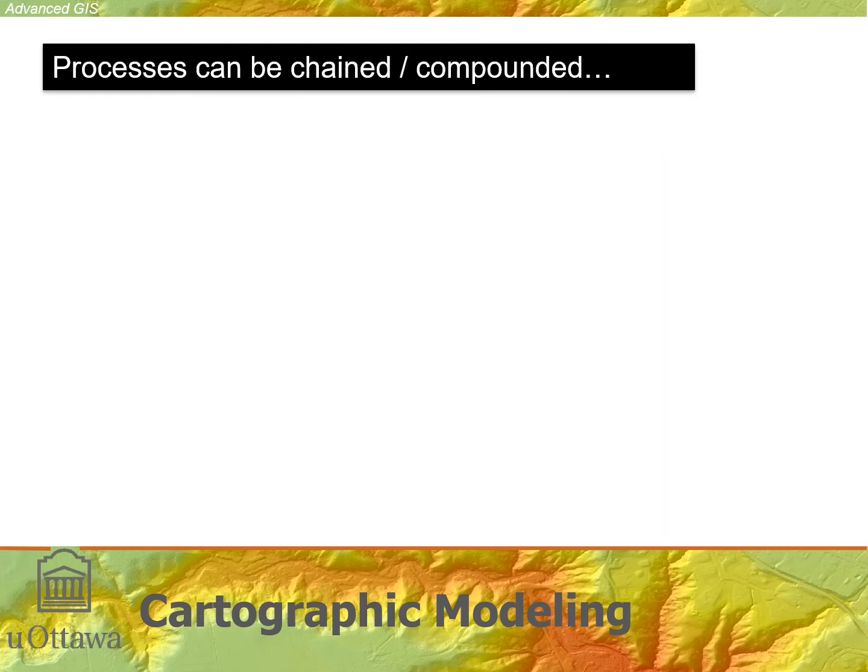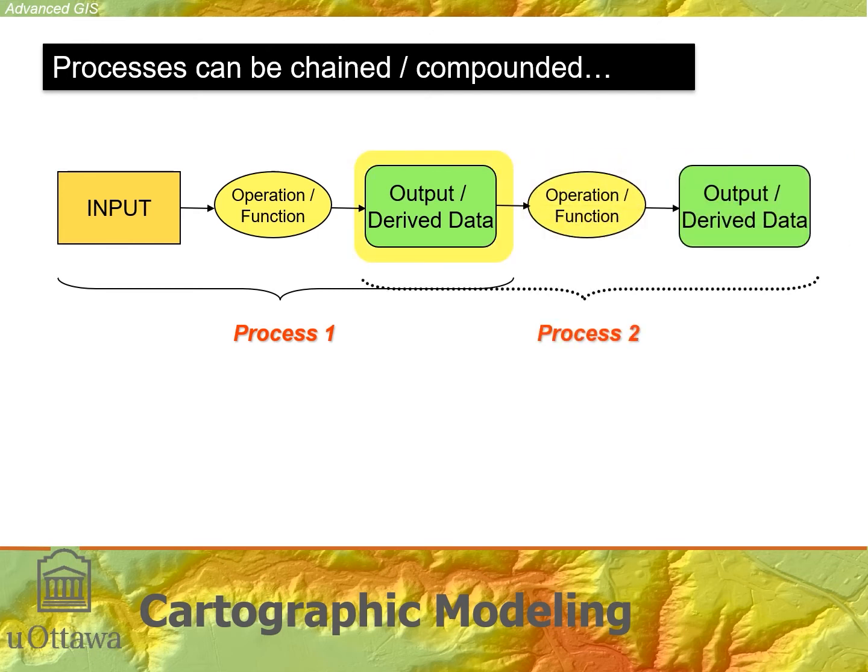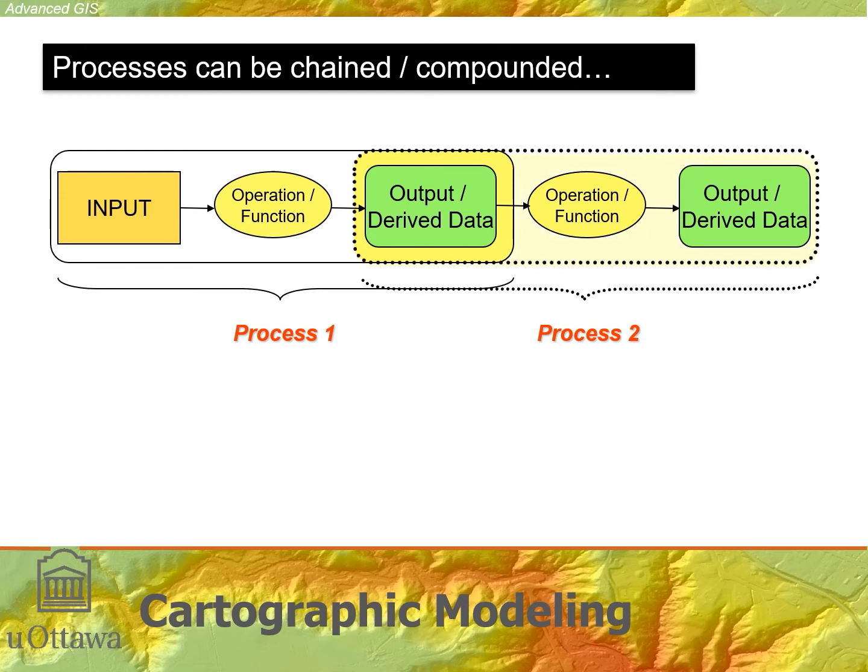Processes can also be chained or compounded. And once we do this, we then have a cartographic model. So for example, here we have a single process. And again, this is just showing a generic process idea where we input a function and an output. And then we use the output as the input to the next function. So we have two complete processes here. The first process, input function output, and the second process, input function output, where the input is the output of the previous one. And then here we have a model.